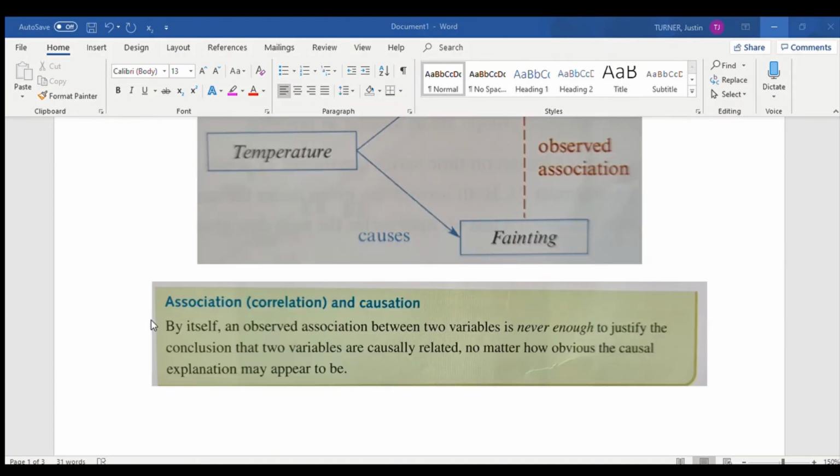By itself, an observed association between two variables is never enough to justify the conclusion that the two variables are causally related, no matter how obvious the causal explanation may appear to be.